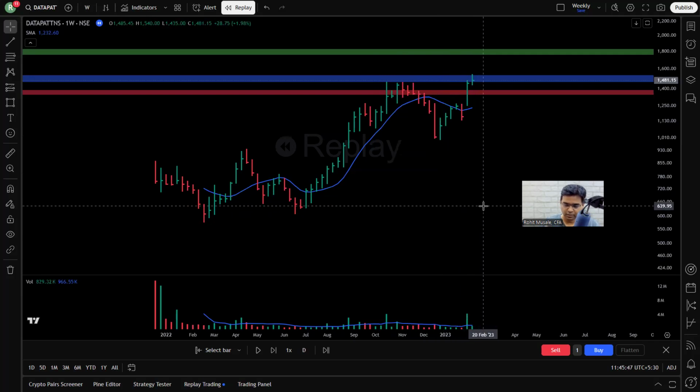It was neither a cup with handle, nor a cup, nor a saucer with handle or saucer without handle, or flat base, or ascending base, or high tight flag, or double bottom, or any of the bases mentioned in William O'Neil's book. This is a pure consolidation pattern, which is a risky pattern.